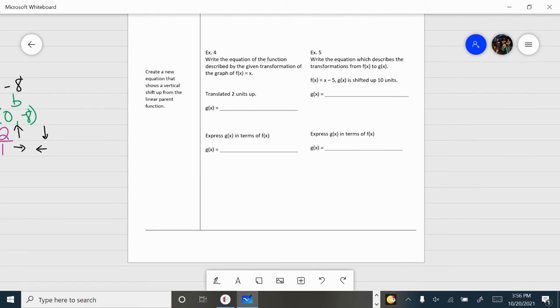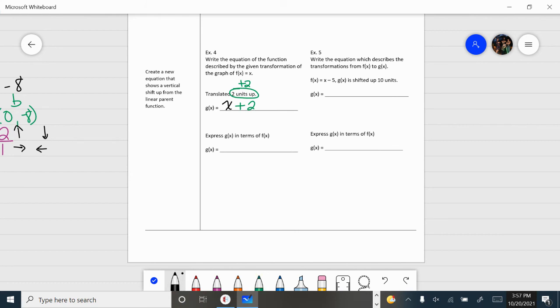All right, so let's look at examples 4 and 5. Now, these are a little bit different. These don't have graphs with them. Okay? This time they want us to write the equation of a function described by the given transformation of the graph of f of x equals x. So again, we're starting with our parent function. And it says that it wants to translate 2 units up. So if I take my parent function and I translate it 2 units up, I'm going to go from x, okay, so there's my parent function, and I'm going 2 units up, so that means I'm going to put a plus 2. So x plus 2.